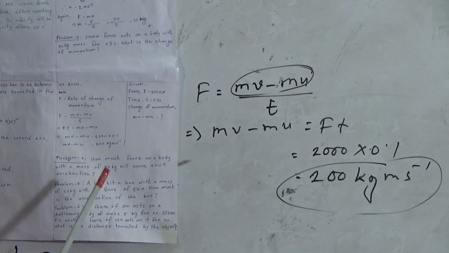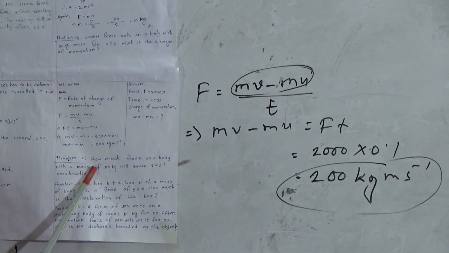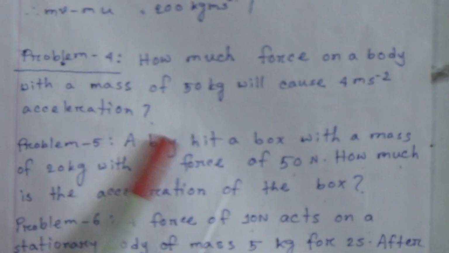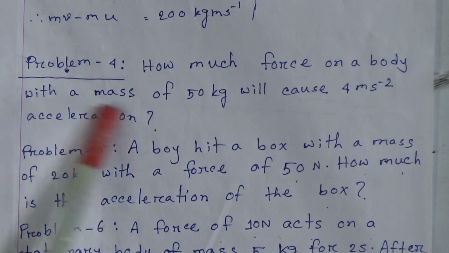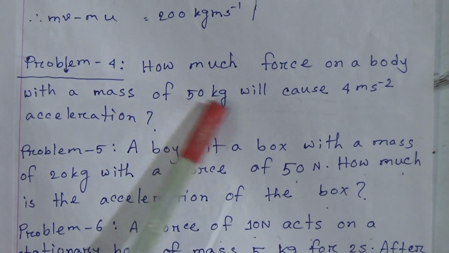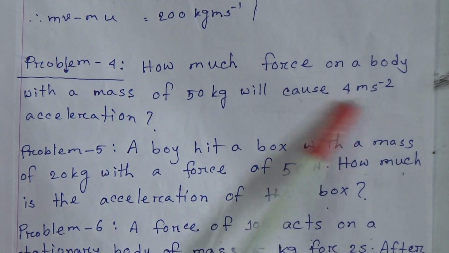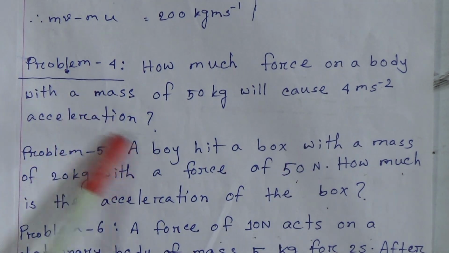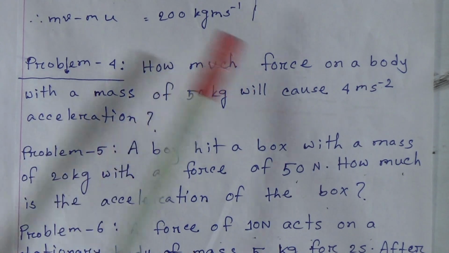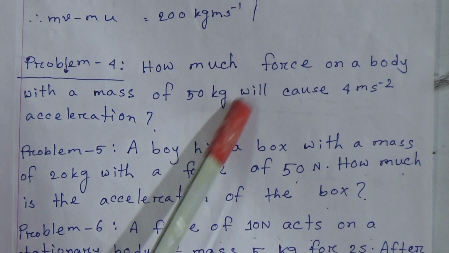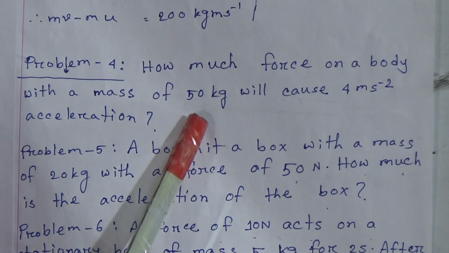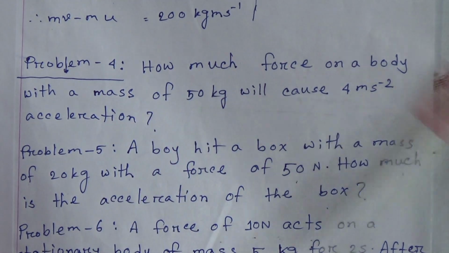My dear students, now come to problem number 4. How much force on a body with a mass of 50 kg will cause 4 meter per second square acceleration? Here the given mass of the body is 50 kg and acceleration is 4 meter per second square. I think all of you have understood which formula will be appropriate for this problem.